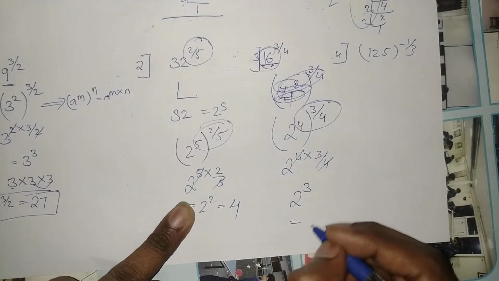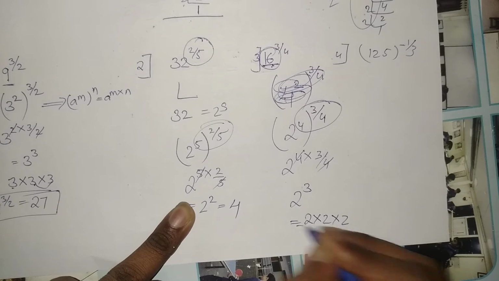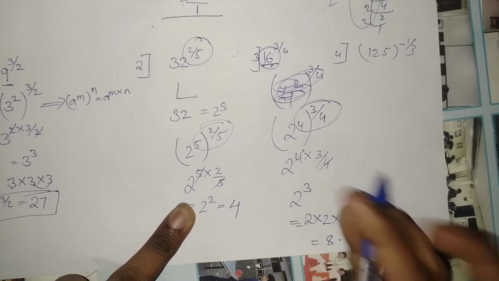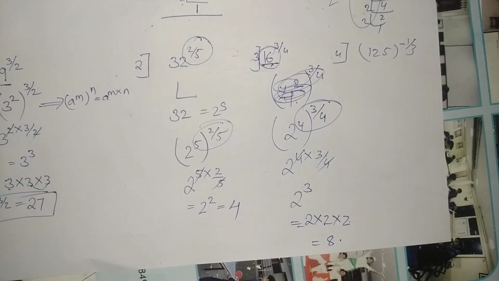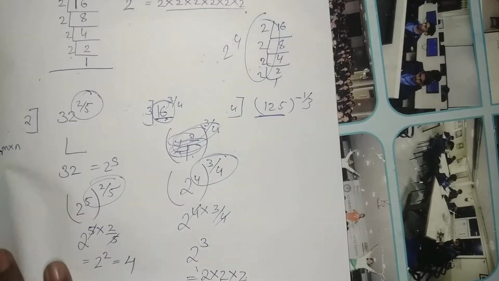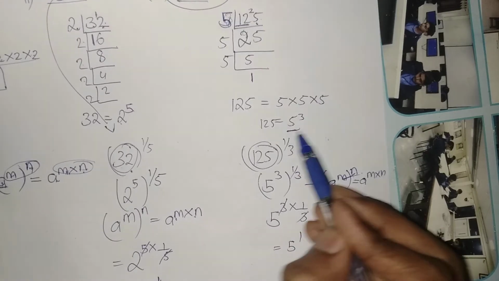So 2 cube is nothing but 2 multiplied 3 times. 2 2s are 4, 4 2s are 8. Yes, better don't take 4 square. If we take 4 square, we won't be getting the answer in a single step like this. Now 125, just now I resolved the 125 into its factors, that is 5 cube.